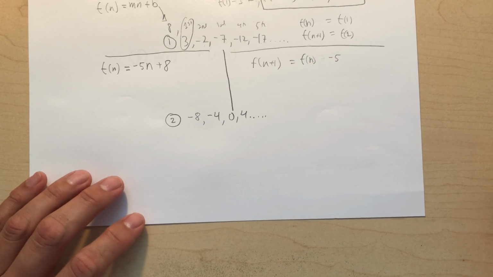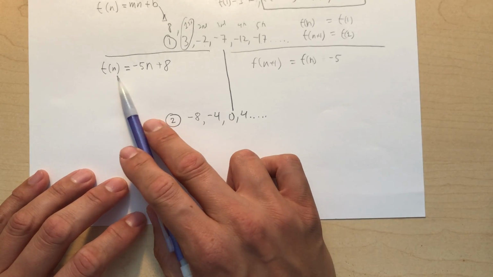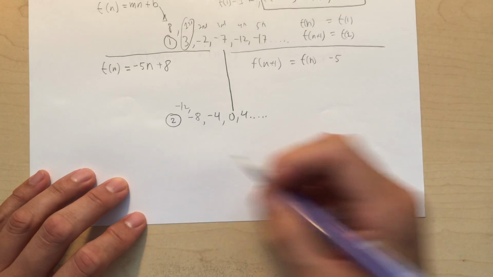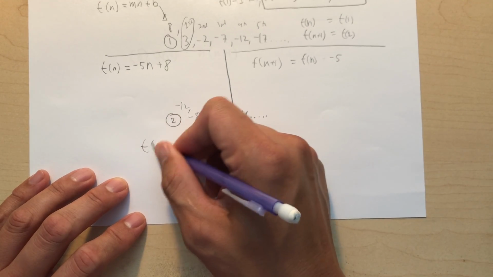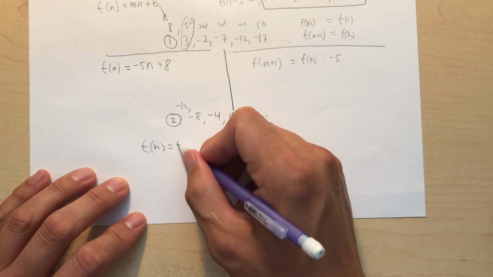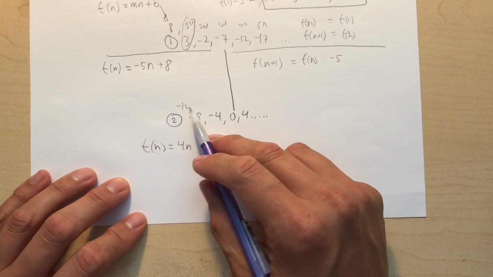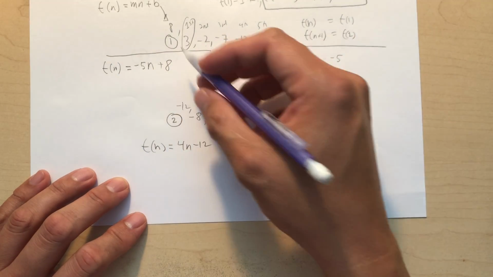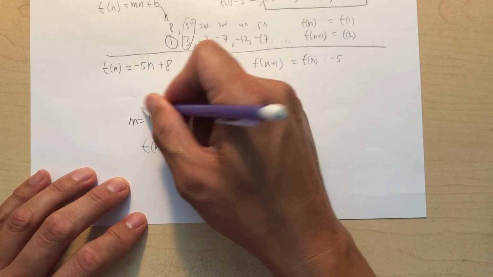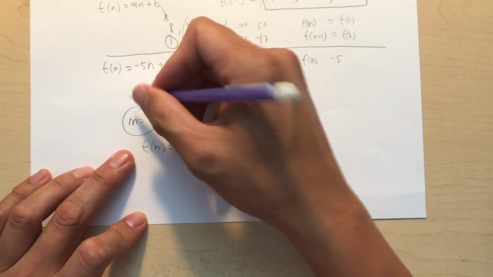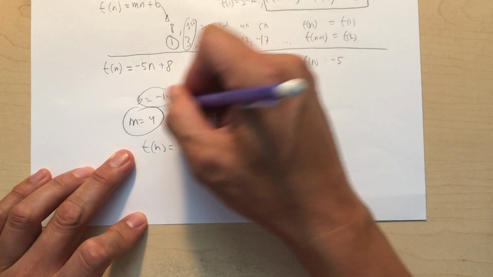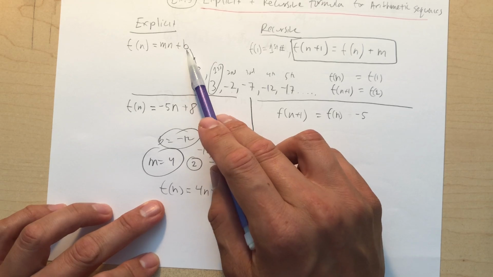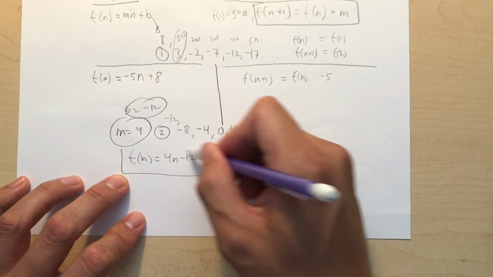Okay, so let's go ahead and do this one quickly. So it looks like this one's going up by 4, and our before number is -12. So t of n is equal to 4n, and our before number is negative 12. One more time. Let's write m is equal to 4. Write that down. All right, and our b is equal to our number before, which is negative 12. So I just have to rewrite this equation right here, replacing m with 4 and b with negative 12. And that's how it looks like right there.